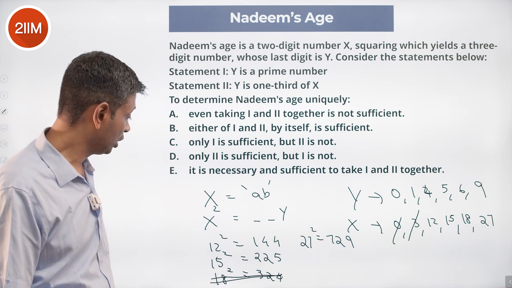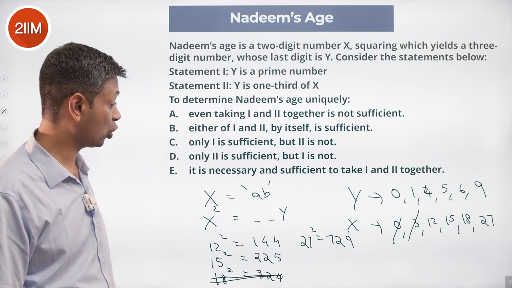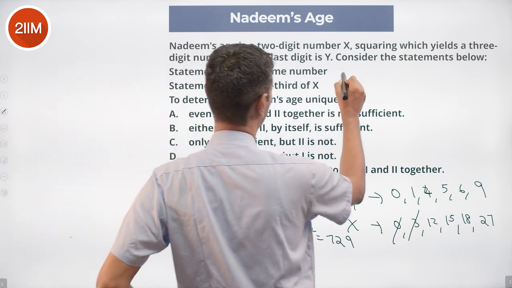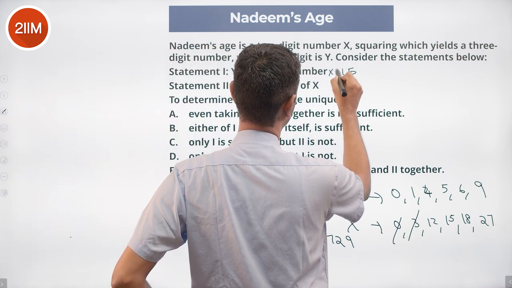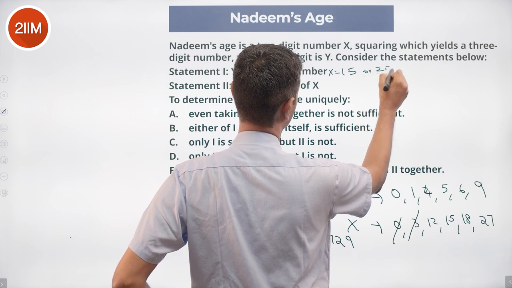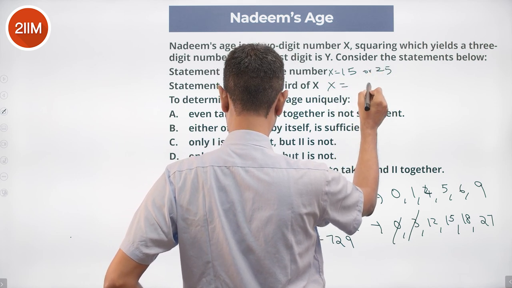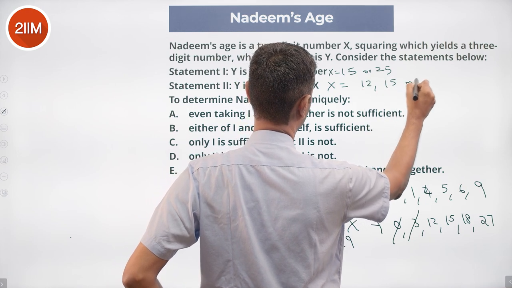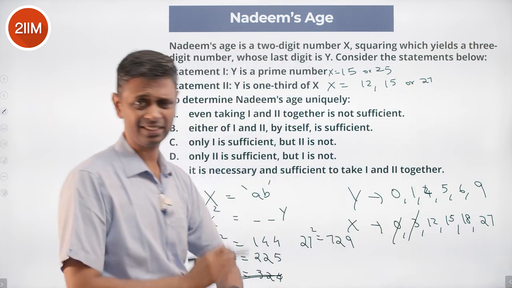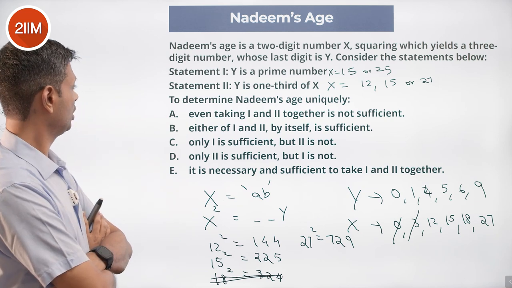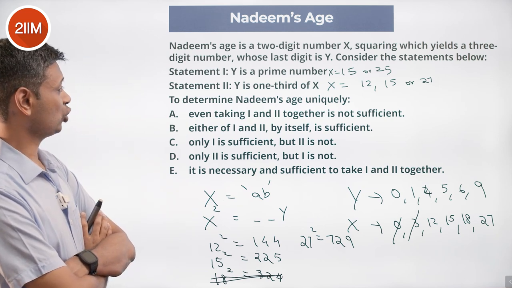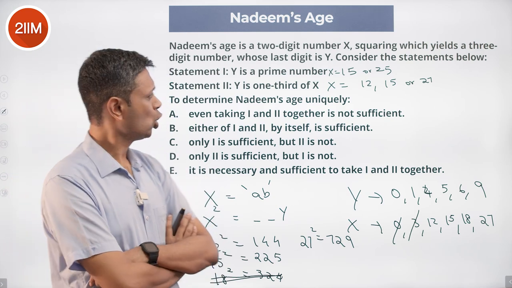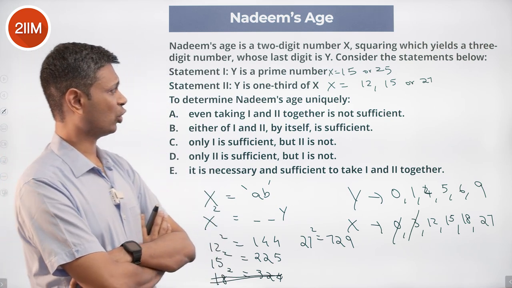But X could be 12, 15 or 27. Brilliant. So statement 1 tells us X could be 15 or 25. Statement 2 tells us X could be 12, 15 or 27. Excellent. That means taking 1 and 2 together, we need to check. 1 alone is not sufficient because it will be 15 or 25. 2 alone is not sufficient, 12, 15 or 27.